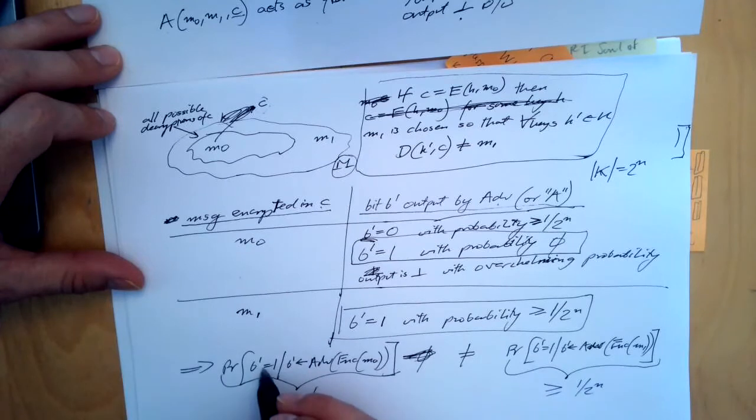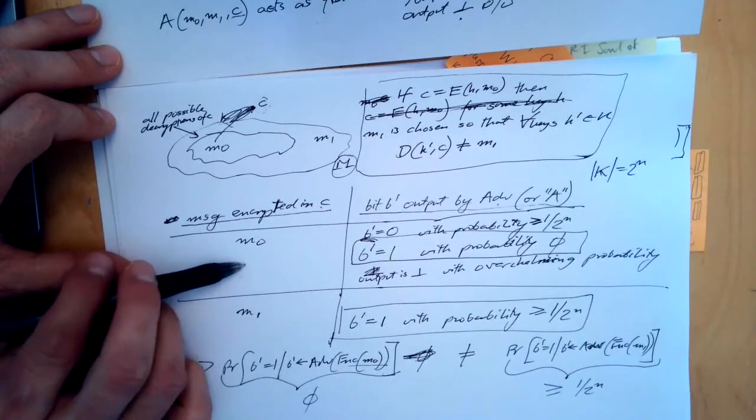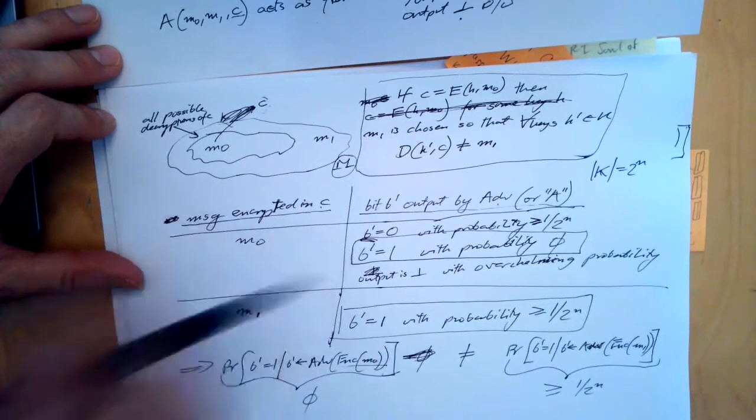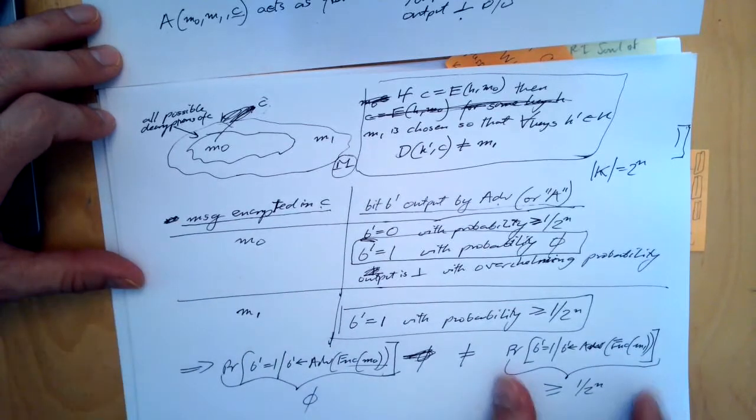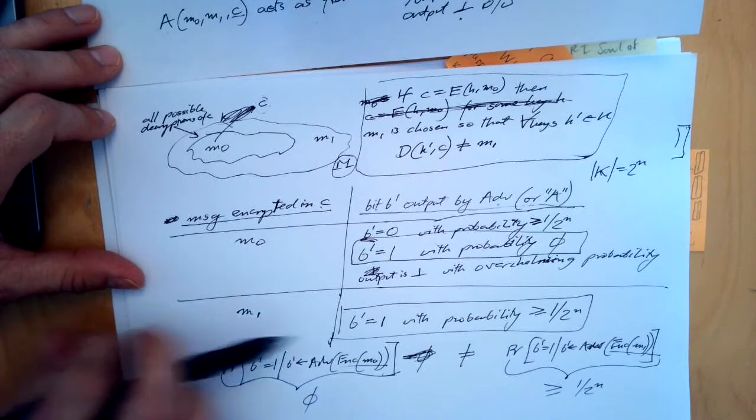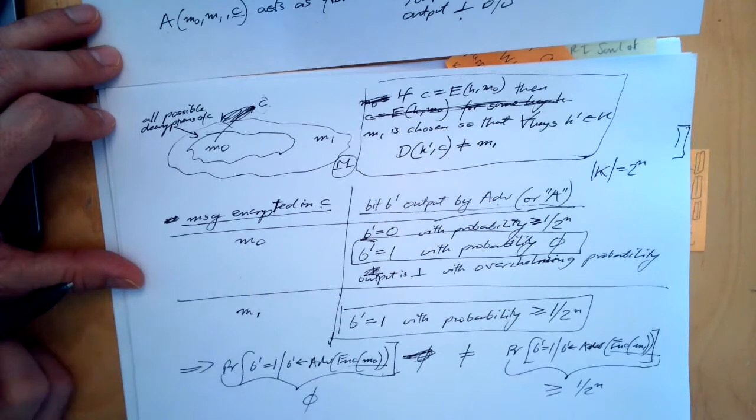Let's look at the probability that he outputs 1 given an encryption of M0. So we are here, considering this probability, and comparing it to the probability that he outputs 1 given an encryption of M1, which is here, this probability. Okay.